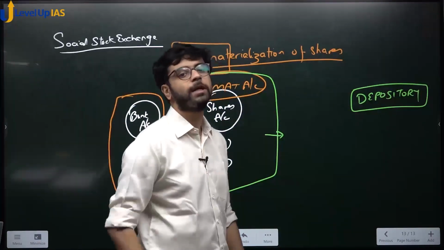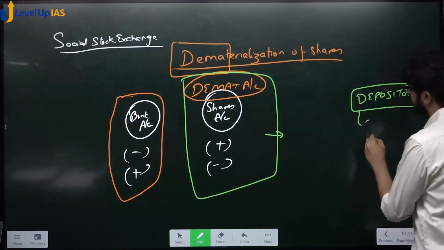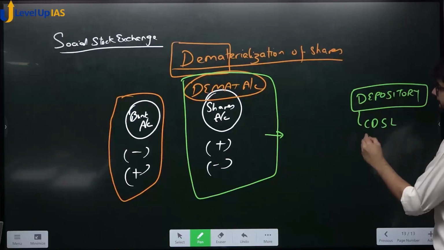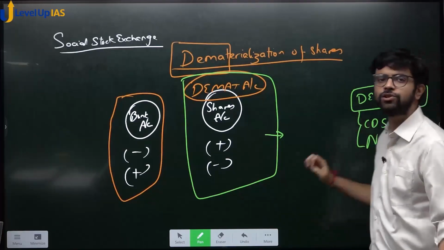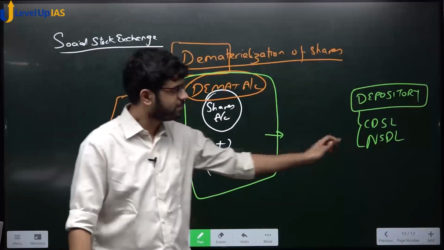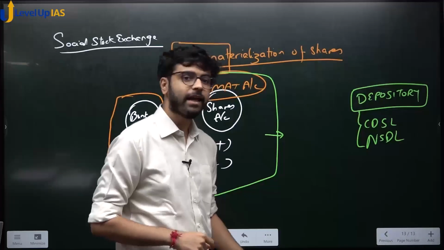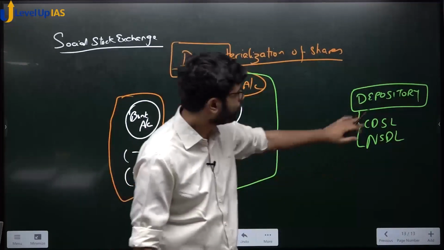There are two principal depositories in India. You should know about them. One, CDSL. Second, NSDL. Only two. Your homework, find the full form. Central Depository Services Limited and NSDL. ठीक है? Read about them, just for your understanding, how they operate and all.